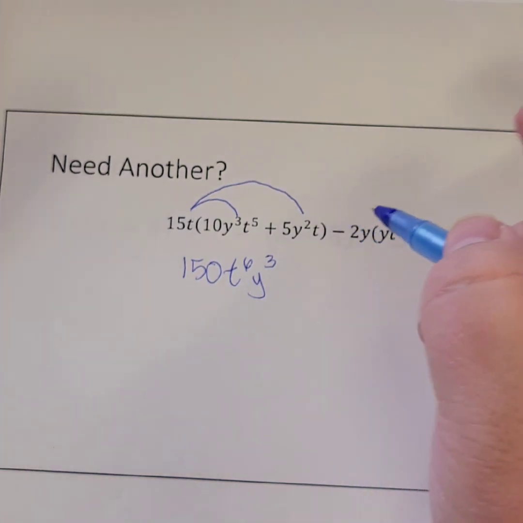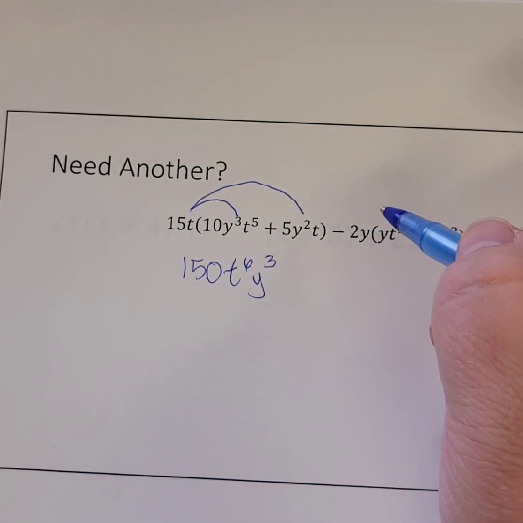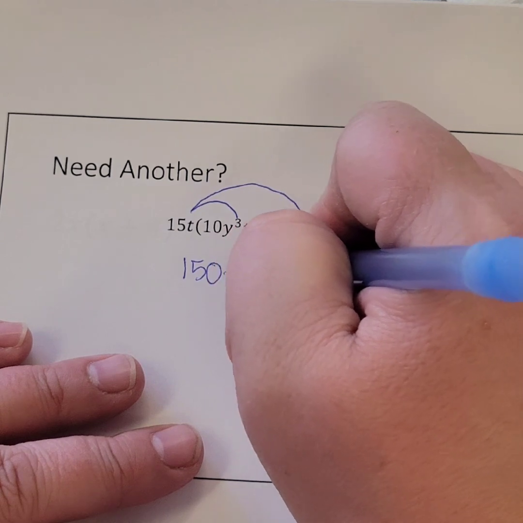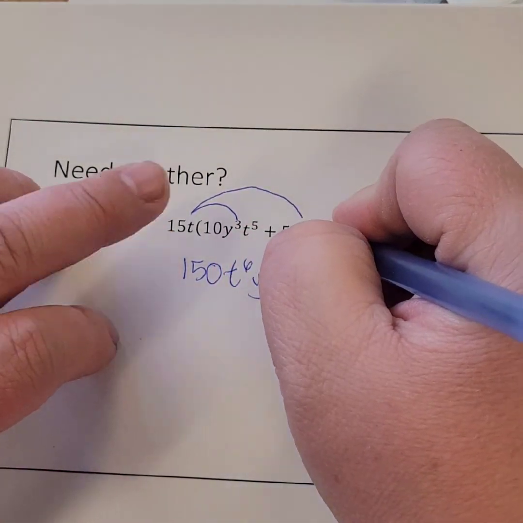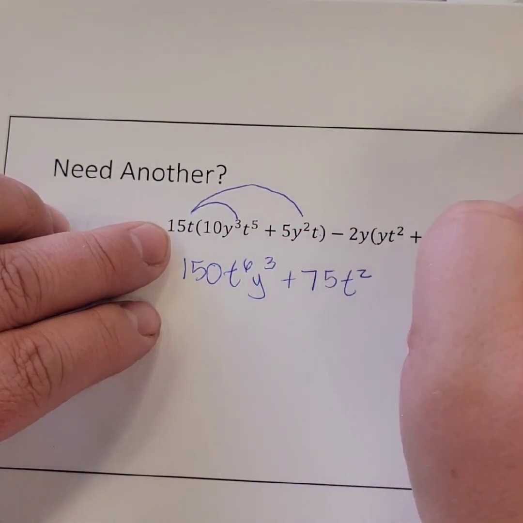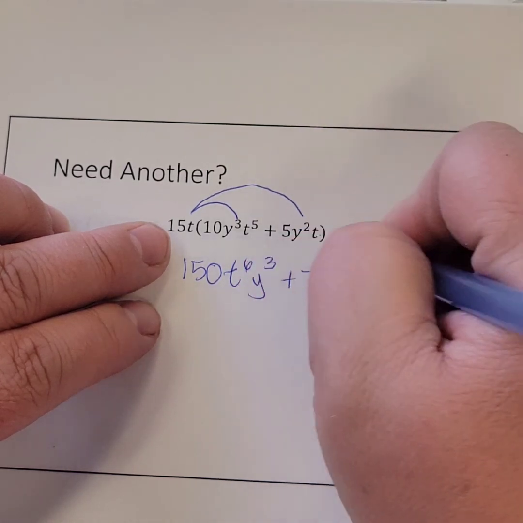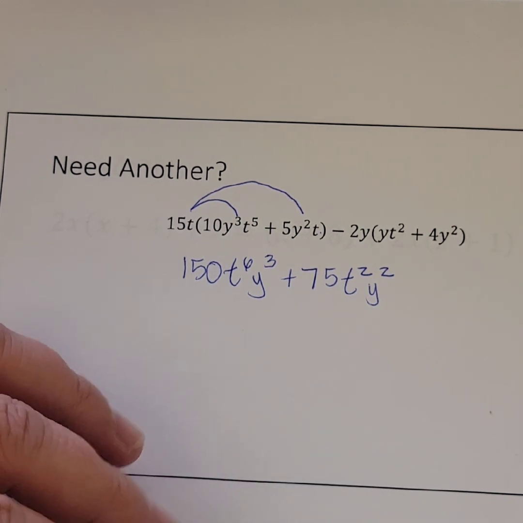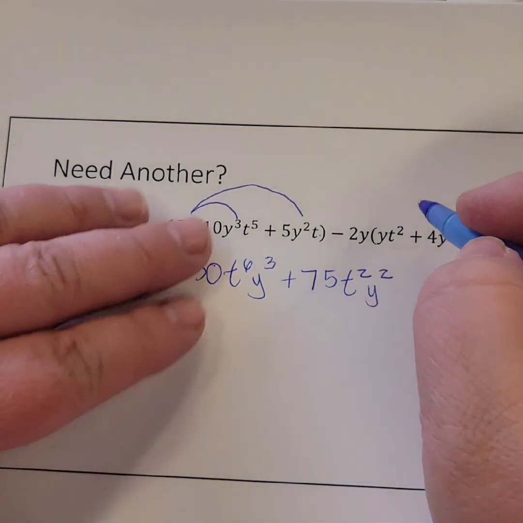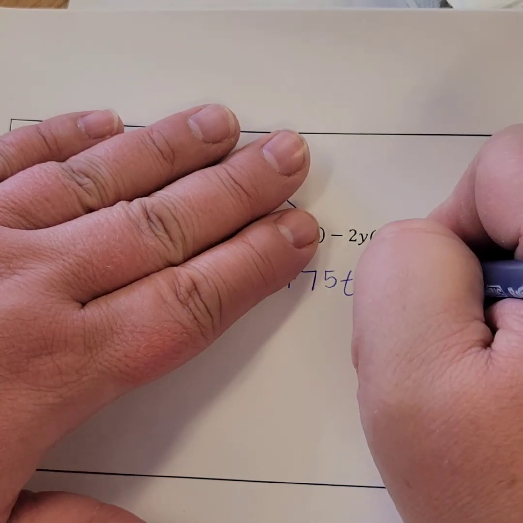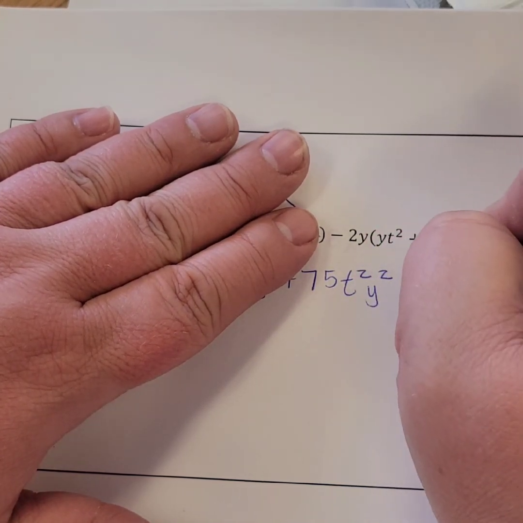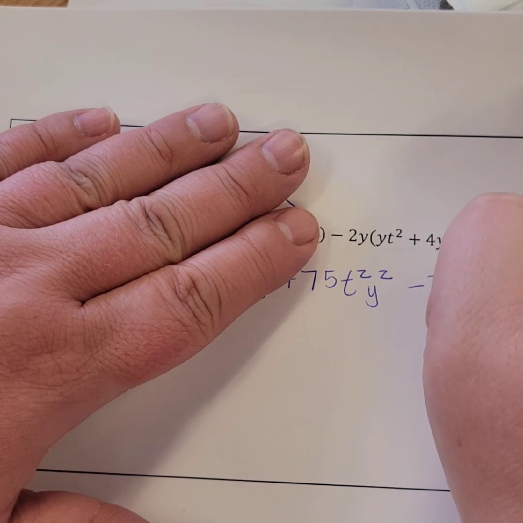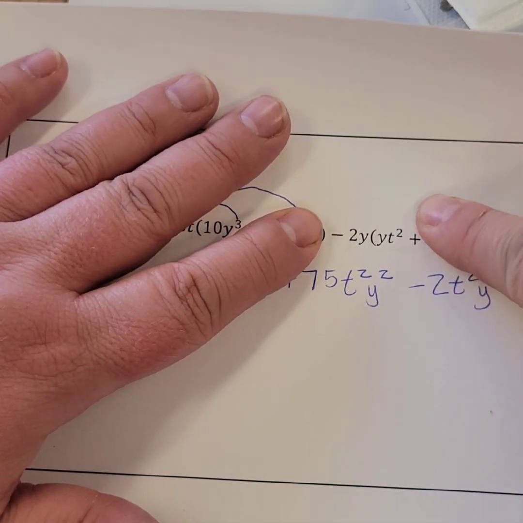Then if we distribute that, so 15 times 5 is 75. And then we have a t and a t, so t squared. And then y squared. And this is kind of why we do things in alphabetical order, so that we know what things can go together and what things can't go together. Okay, so now we're going to distribute this. So we have a negative 2t squared y squared. So that's what that one was.